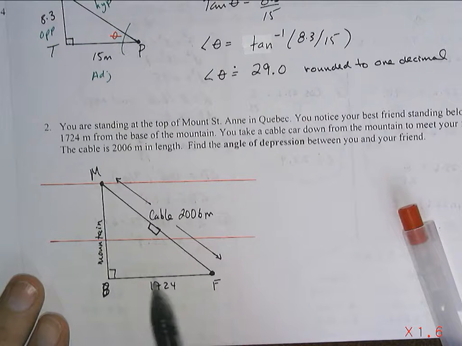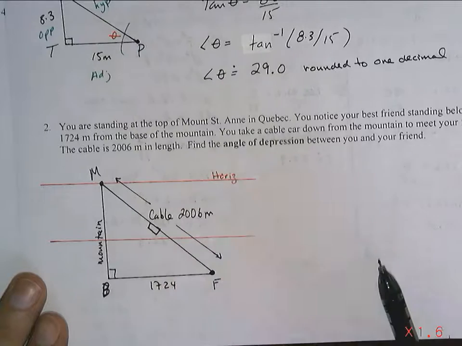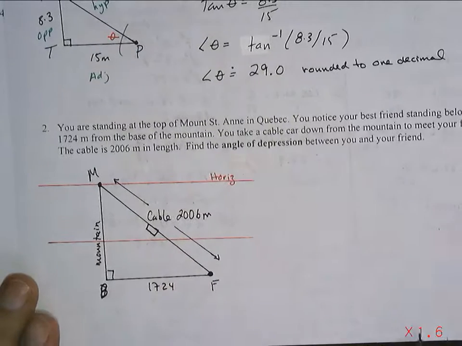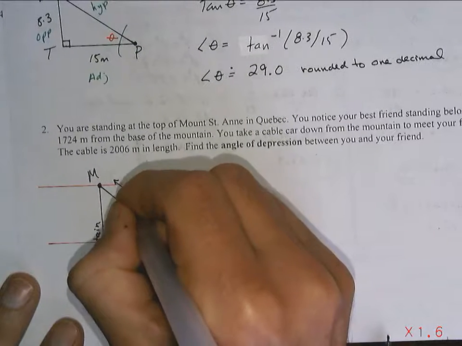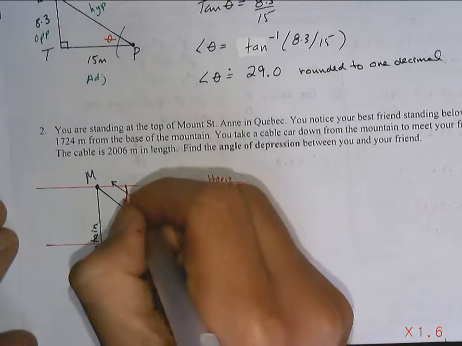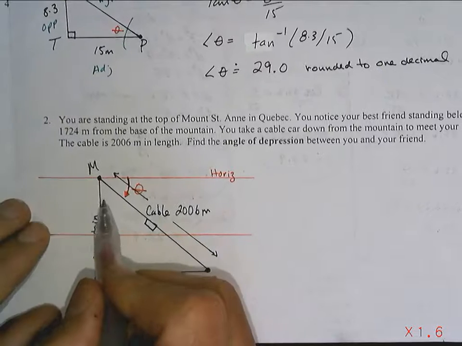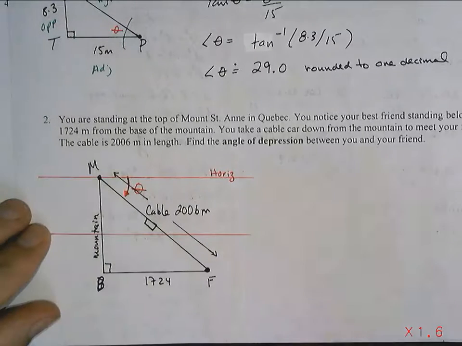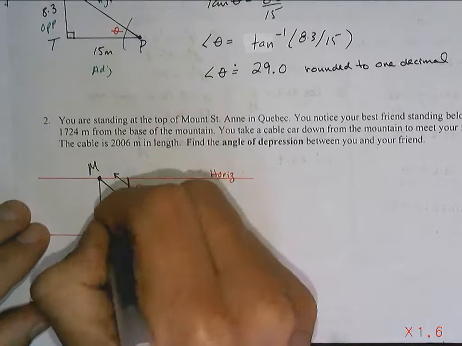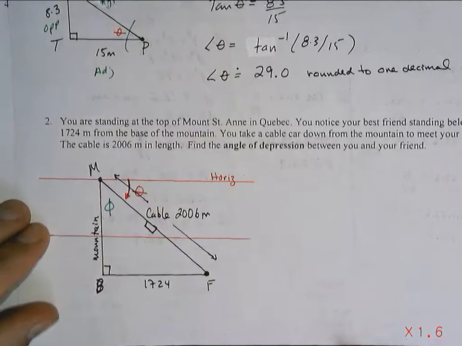The angle of depression is from my horizontal. Here's my horizontal. And it's going to be from my horizontal down. So that's my angle of depression. That is the angle that I'm looking for. I'm going to call it theta. Now notice that theta is outside of my triangle. That's okay. I can work with that. I can find out what this angle is inside the triangle, which I'm going to call phi. And I notice that theta plus phi must be 90 degrees. I could do that if I wanted to.